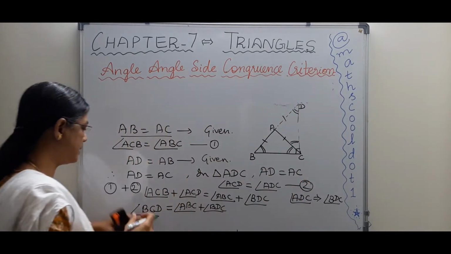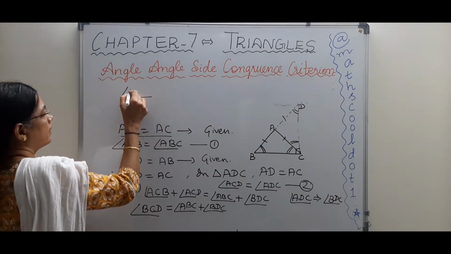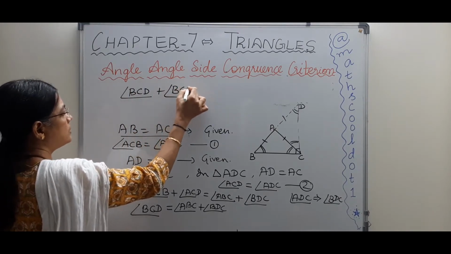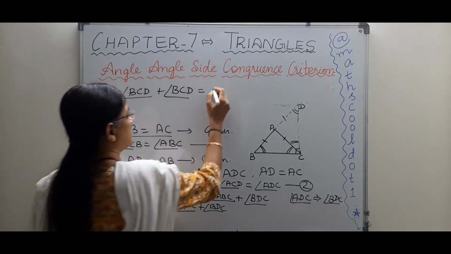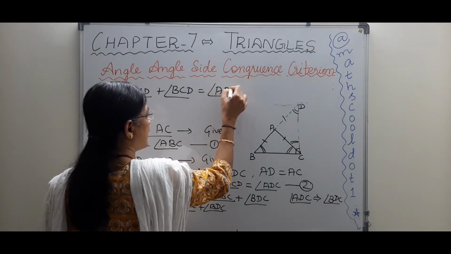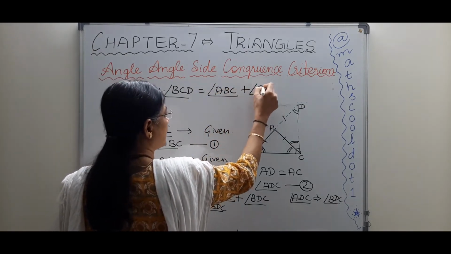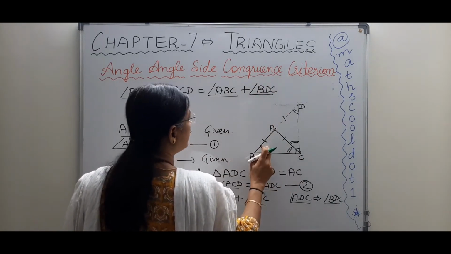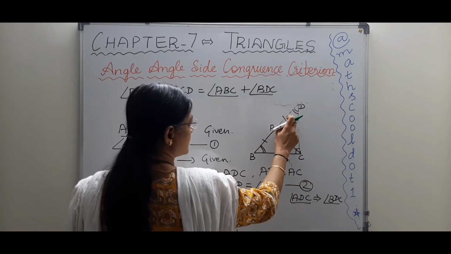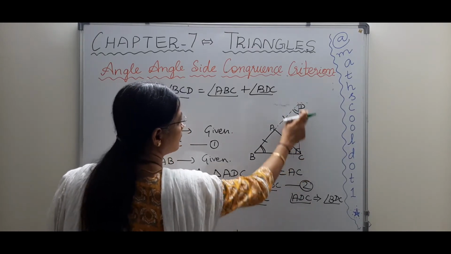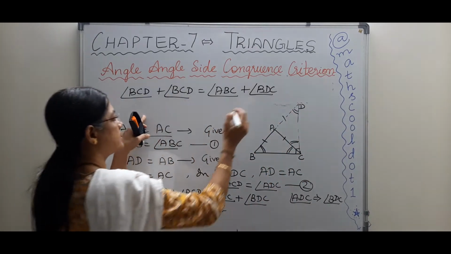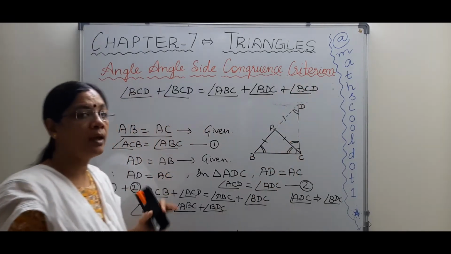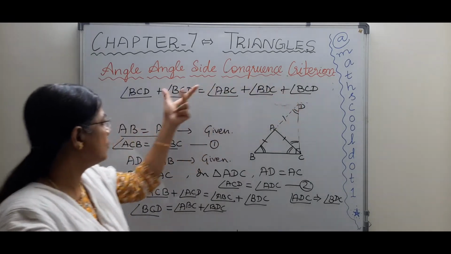So I'll write the step here. See, I add angle BCD to the left and right. As such, the right hand side has ABC plus BDC, right? ABC, that is this angle, plus BDC, that is this angle. Now I am including this angle BCD on both sides. To the left I have added, so to the right also I need to add. Okay, so I have added BCD on both sides.